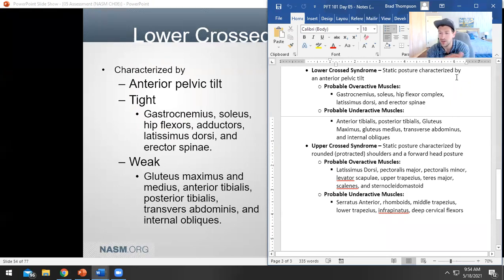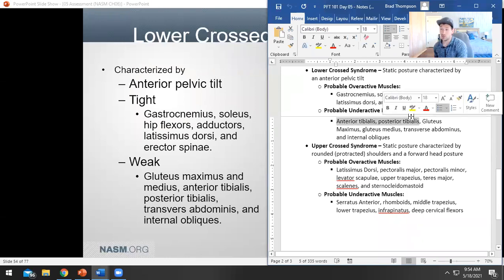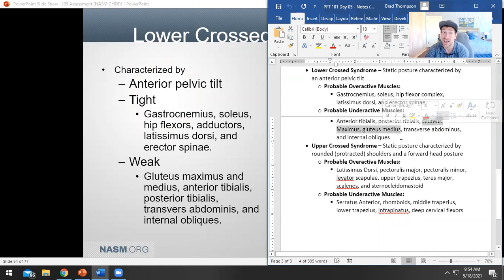Meanwhile, all those tight muscles are inhibiting the muscles that are opposite of them, right? And so if it's your gastrocnemius and soleus, the opposites of those are the anterior and posterior tibialis. Your calves are tight, your shins are weak. Gluteus maximus and gluteus medius again, right? If your hip flexor is in charge of hip flexion, your glutes are in charge of hip extension. They drive my thigh backwards.